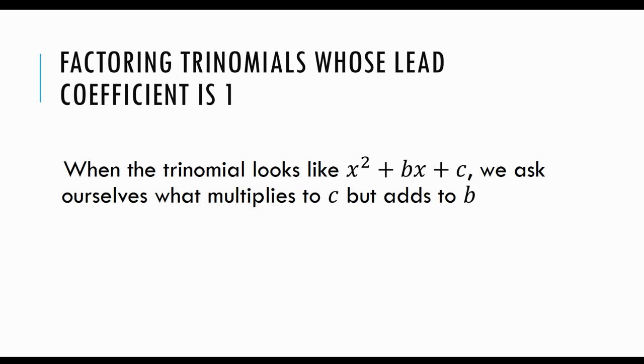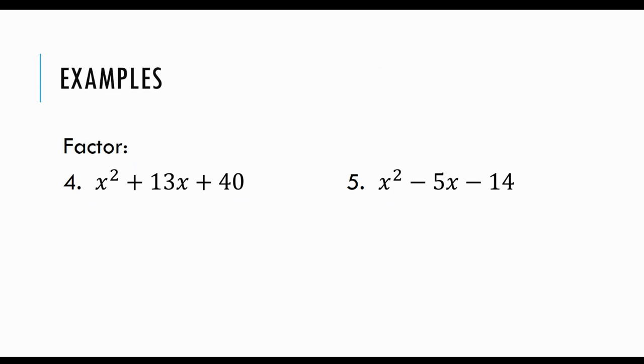We're factoring trinomials whose lead coefficient is 1. So when trinomials look like this, x squared plus bx plus c, so there's no number in front of the x squared, we are asking ourselves what multiplies to c but adds to b.